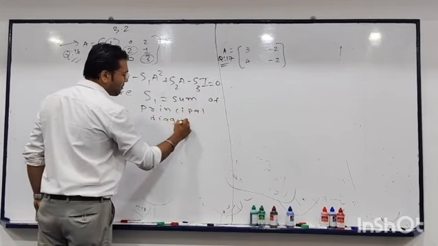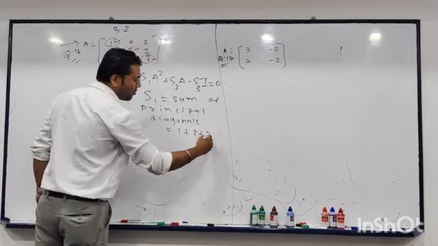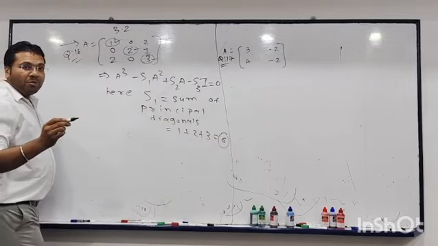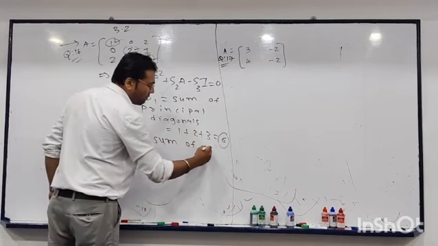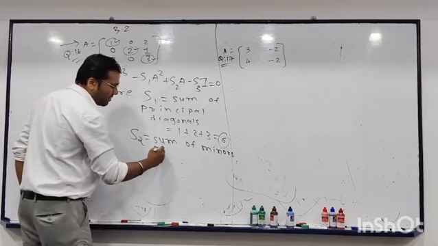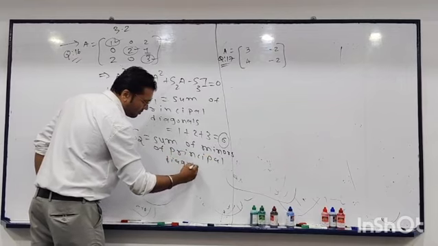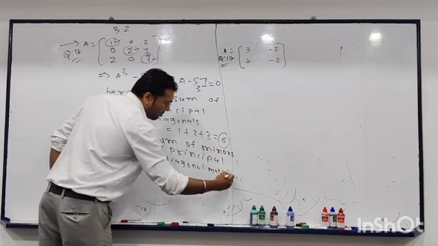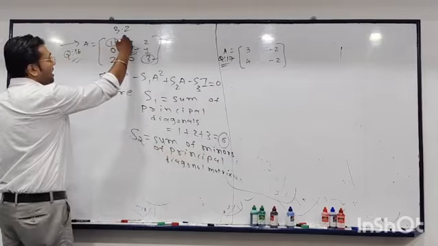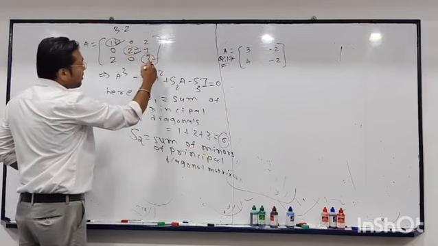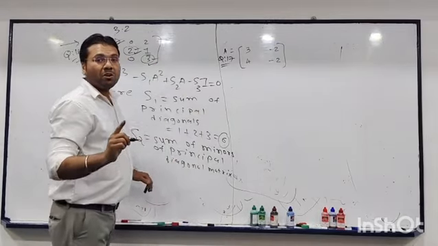So what do you mean by S1 friends? S1 means summation of these 3 principal diagonal values. What do you mean by S2 friends? S2 means sum of minors of principal diagonal matrix. So what do you mean by sum of minors of principal diagonal matrix? Find a minor of 1, find minor of 2, find minor of 3 and then add all the minors. That will be your S2.